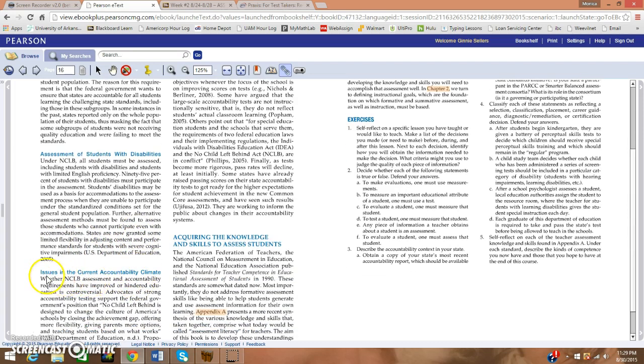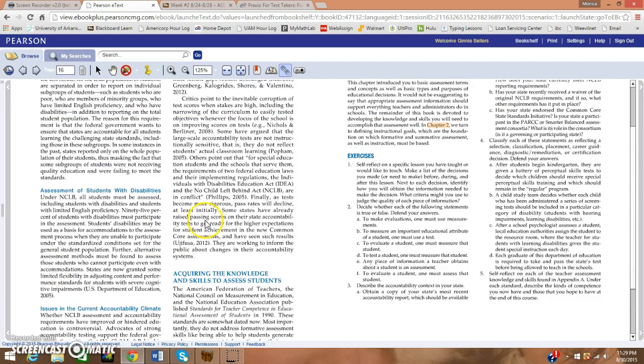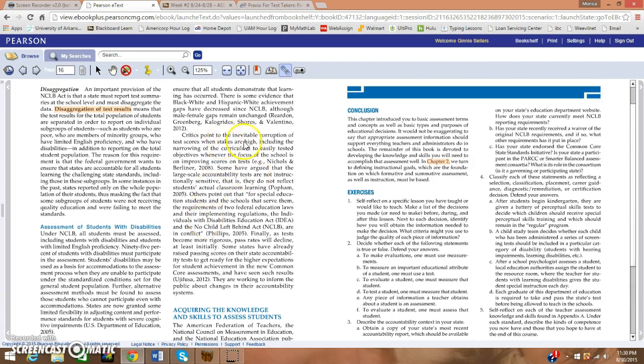And then as it's summing up, it's talking about issues in the current accountability climate. And it says that No Child Left Behind is controversial, and there's an inevitable corruption of test scores right here when stakes are high, including the narrowing of the curriculum to easily tested objectives whenever the focus of the school is on improving test scores. So that is just a concern to have in the back of your mind. But then it talks down here about how we are switching to Common Core assessments. And it also said as tests become more rigorous, pass rates will decline initially. And I hope that's only initially. I hope it doesn't stay that way.